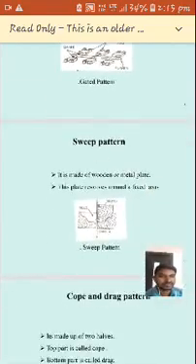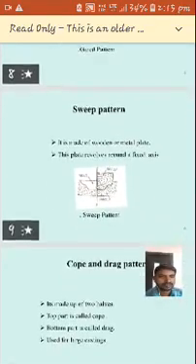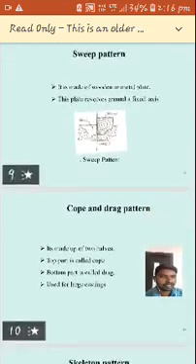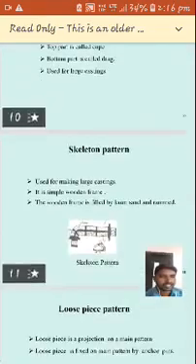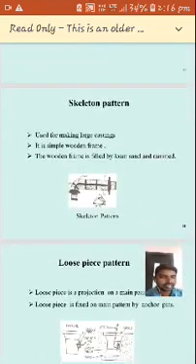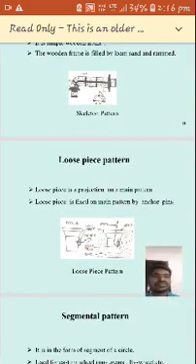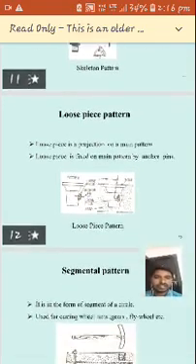And the next one is a sweep pattern. This plate revolves around a fixed axis. It is made up of wood or a metal plate. Next, skeleton pattern. This is for large size castings. And loose piece pattern: the loose piece is a projection on the main part. So when you need the projection inside the casting, we use a loose piece pattern.